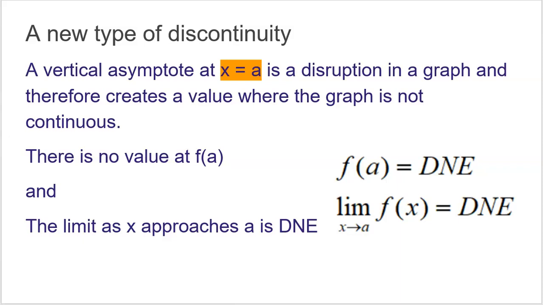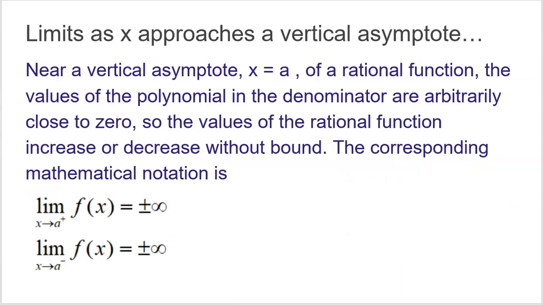So here are some signs that you have a vertical discontinuity. One, there is no value at f of a. So if you try to plug a into the function, you don't get anything out, DNE. And two, the limit as x approaches a does not exist. So these are two signs you're working with a vertical asymptote, but this is really specifically where we'll see this disruption in the graph.